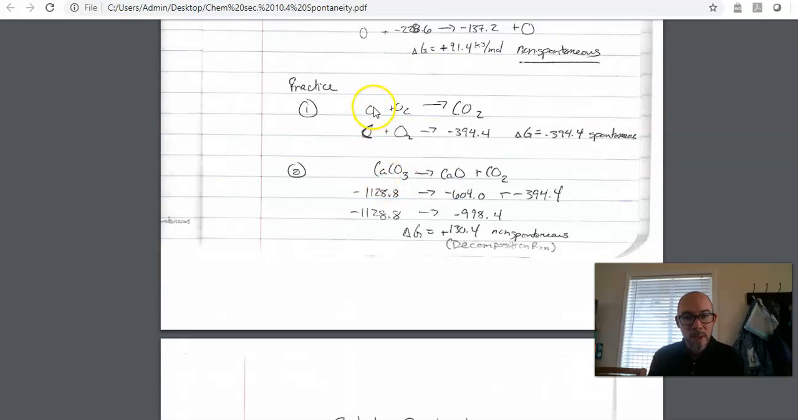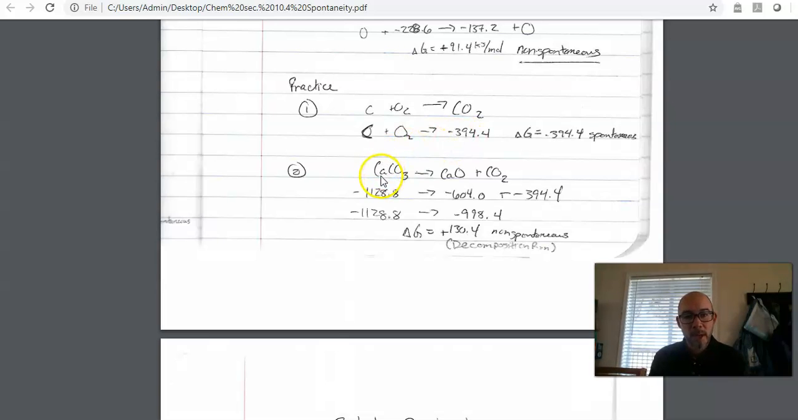How about this one? Carbon and oxygen, carbon to make carbon dioxide. All right, well, that's a different story, isn't it? So now we've got collecting up these things. You've got 0 and 0 and producing negative 394.4. So these are 0 because they're already elements. And now on this side, we're at negative. So the total change there is negative. It's very spontaneous. Very spontaneous. Carbon and oxygen will react with each other.